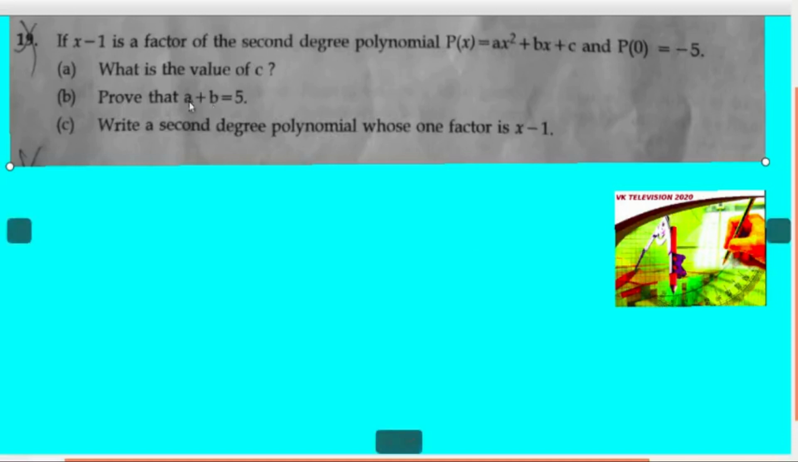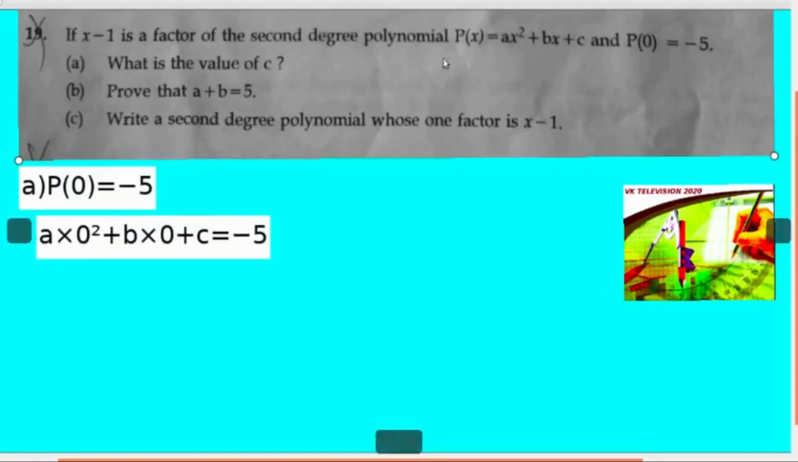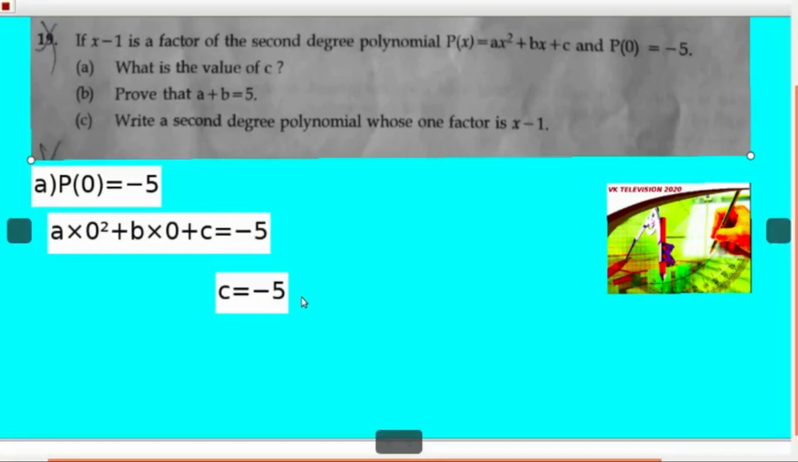19th question. If x minus 1 is a factor of the second degree polynomial p of x equal to ax square plus bx plus c, and p of 0 is equal to minus 5, what is the value of c? To find the value of c, we replace x by 0. It is given that p of 0 is equal to minus 5. After replacing x by 0, we obtain c is equal to minus 5.